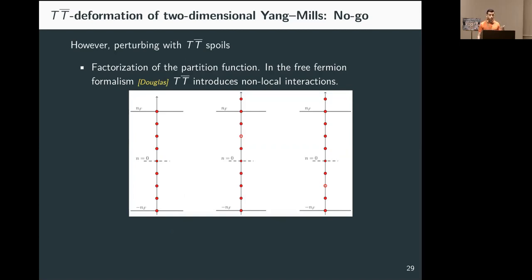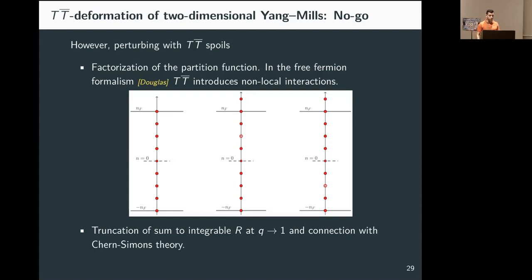So we can go to a free fermion formalism. Our Yang-Mills in 2D is equivalent to a theory of fermions on a circle. And the factorization takes place at large n because the upper and lower Fermi surfaces decouple in the large n limit. However, as soon as we introduce the TT-bar deformation, we get non-local interactions between these fermions, and so this prevents the factorization at large n.